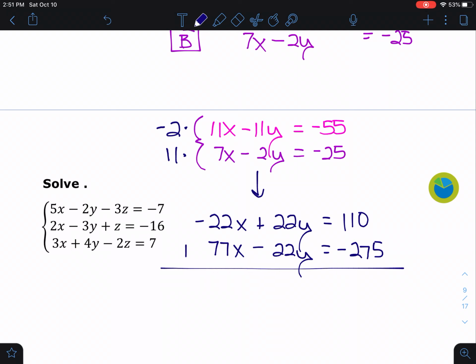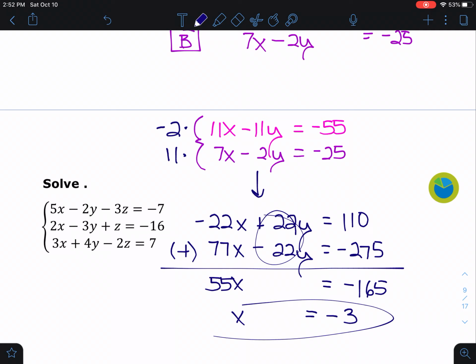All right, now we're going to put those together. So we have 55x. These eliminate. I eliminated another variable, equals negative 165. Okay, divide by 55 on both sides. We would get negative 3. All right, we just solved for our first variable.